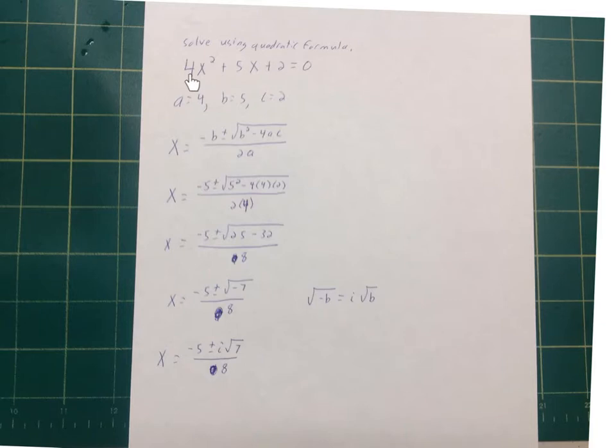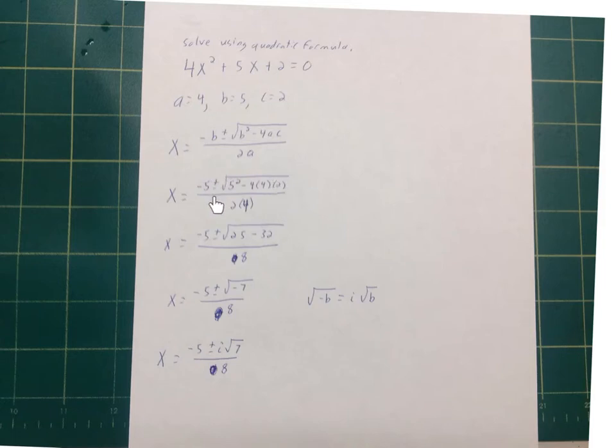The value of A is the coefficient of the squared term, which is 4. The value of B is the coefficient of the linear term, which is 5, and the value of C is your constant. And here I wrote down the quadratic formula, and in place of B we're going to substitute in the 5. In place of A, we got two A's here, we're going to put a 4. In place of C, I'm going to substitute a 2. And so there I made the substitution.